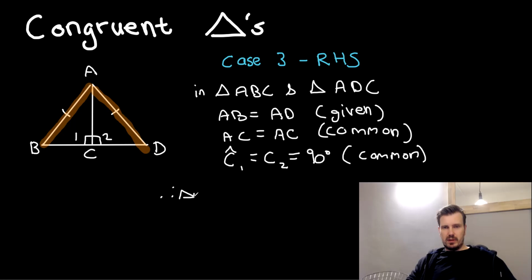Therefore, triangle ABC is congruent to triangle ADC, and we just put RHS. Very cool.